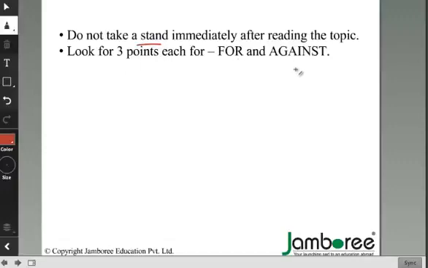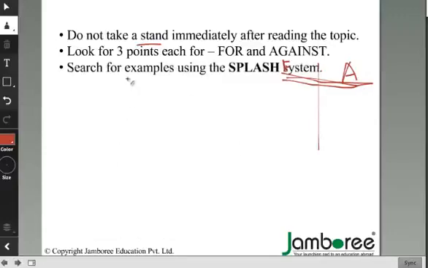Now taking our example of "honesty is the best policy," take a piece of scrap paper. On your GRE exam date, you will be given rough sheets to work with, right? So just write "for" and "against," and then write 3 points each about why you agree with the statement that honesty is the best policy, or why you disagree. Write 3 points. Search for examples using the SPLASH system.